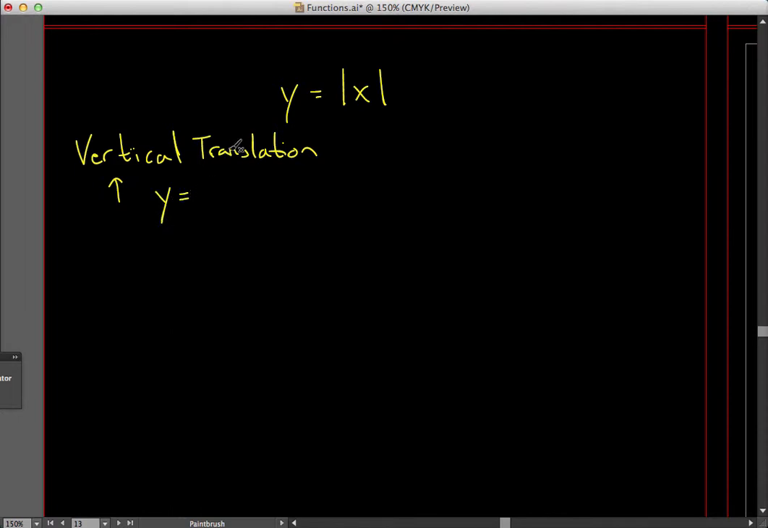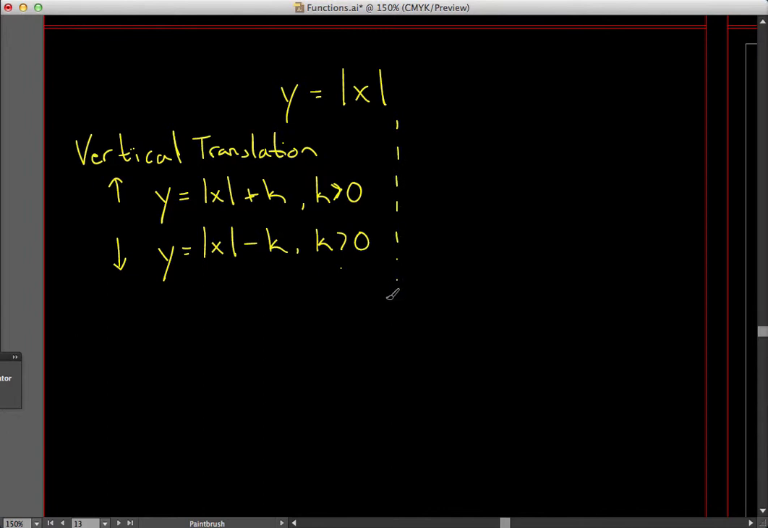y equals absolute value of x plus k, where k is greater than 0. So a translation downwards would naturally be y equals absolute value of x minus k, where k is greater than 0. Okay? So that is our vertical translation.